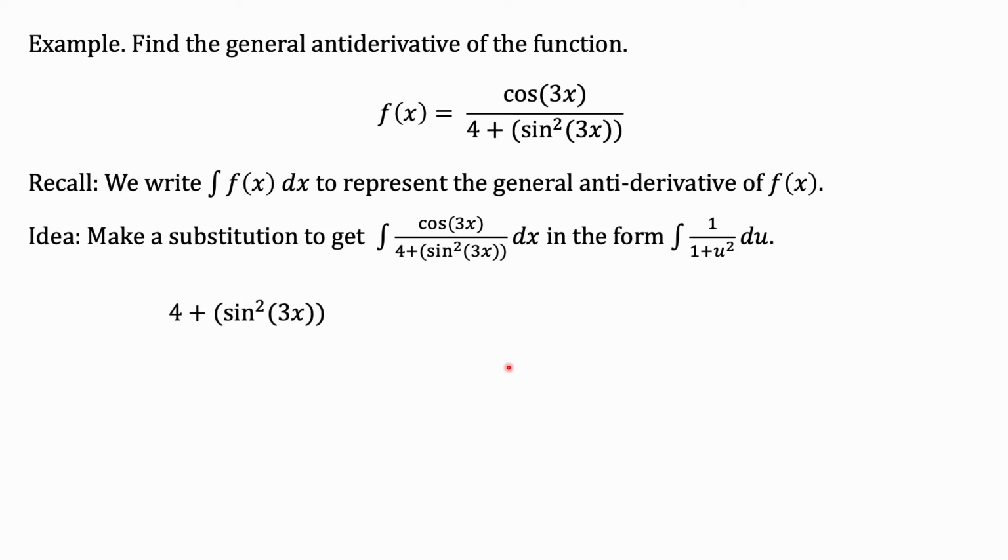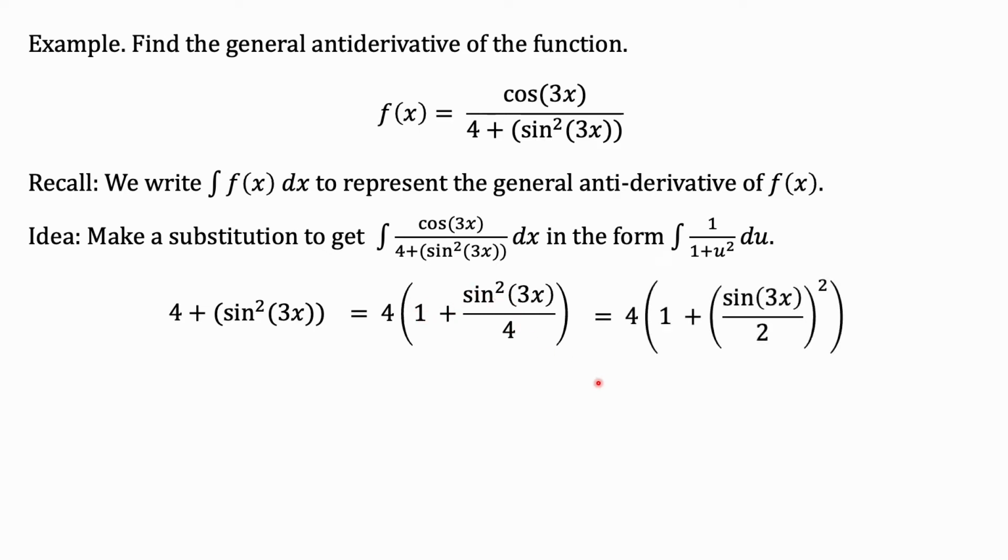That bottom term is 4 plus sine squared 3x, right? We want this to be 1 plus something squared. So we can factor out that 4. When we factor out the 4, obviously we have to divide by 4 from this term. At this point, we're really close. What's inside here is 1 plus something squared over 4. So really we just have to combine that and write it as 4 on the outside, times parentheses 1 plus sine of 3x over 2, that whole quantity squared.